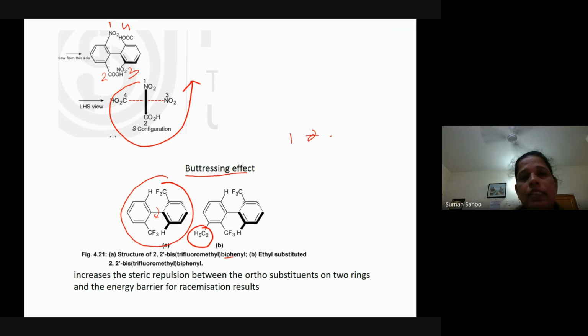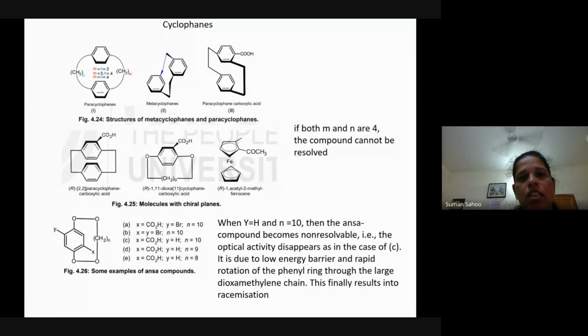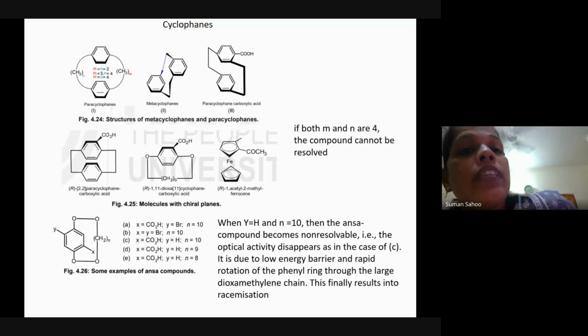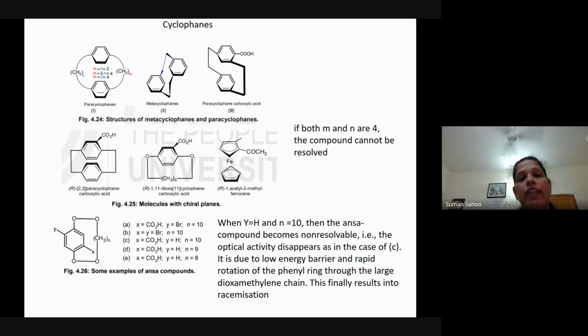There is another type: cyclophanes are also there. In that case, you have a plane of chirality. Planar chiral cyclophanes have two aromatic rings joined by carbon chains, where M and N can be up to 4. After 4, you won't have a chiral plane. But even when M and N are 4, the compound cannot be resolved; they racemize. But when you have less than 4, they can be resolved.